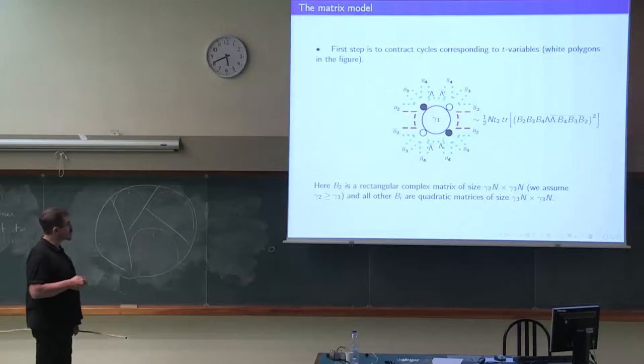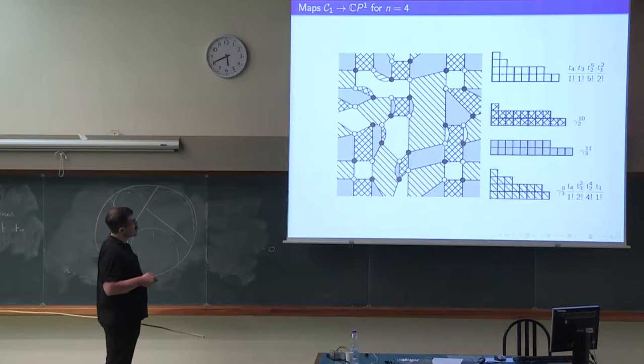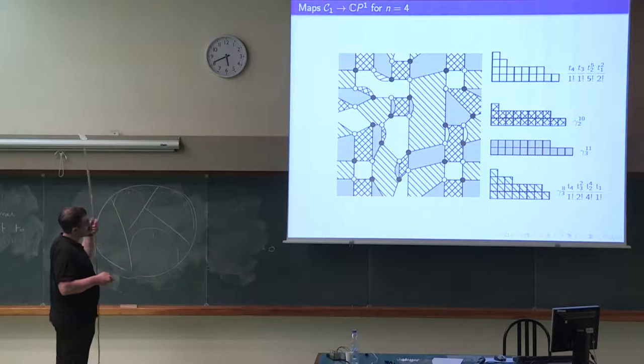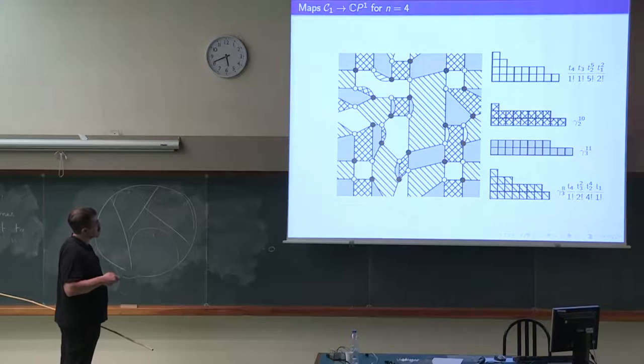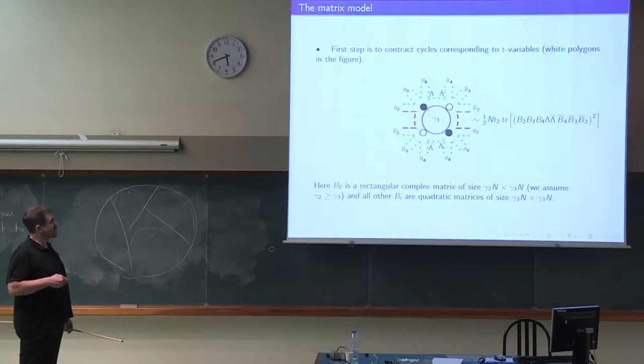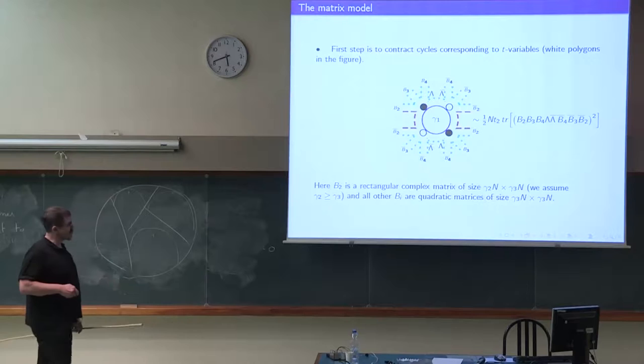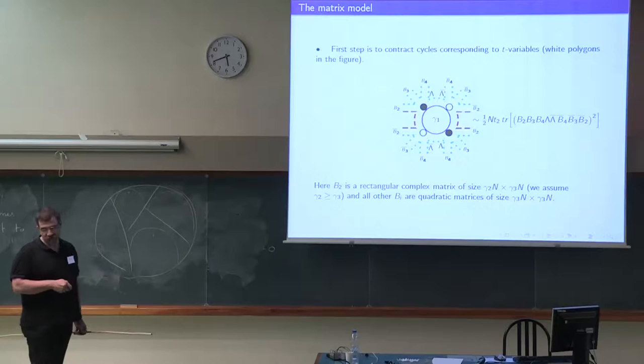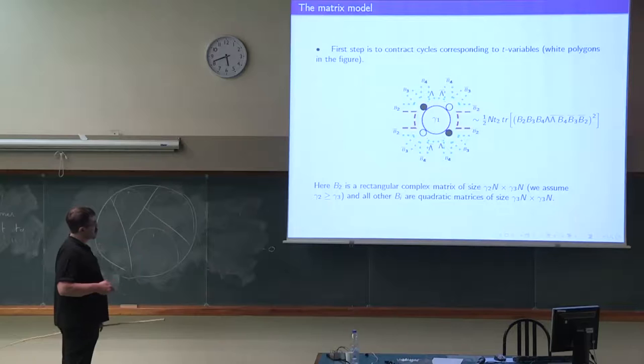And to take into account that we have different gammas associated to every cross-hatched cycle and every gray cycle, we also consider one of these matrices to be a rectangular complex matrix of size gamma 2n cross gamma 3n. This means that every closed line of red index will contribute factor gamma 2n, and every closed line of green index will contribute gamma 3n. So now everything is set.